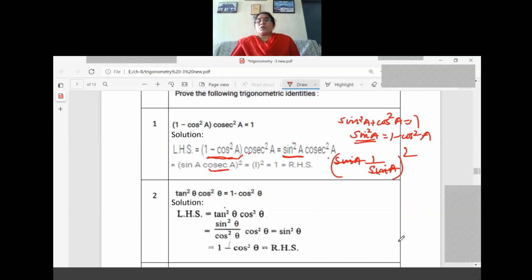What is the second equation? Tan square theta into cos square theta equal to 1 minus cos square theta. So what is LHS for us? Tan square theta into cos square theta. What is RHS? 1 minus cos square theta only.